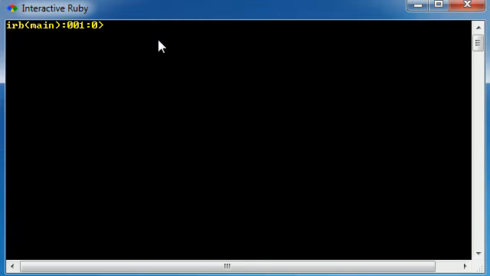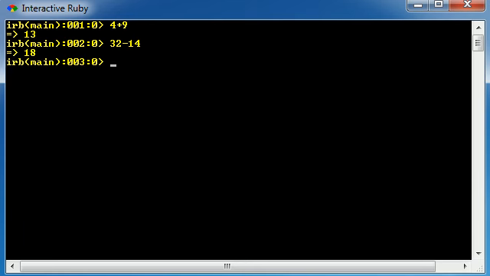So you already remember from the first tutorial that Ruby can do some simple math calculations like adding numbers. So if we give something like 4 plus 9 and hit enter, it's going to give us the answer of 13. It can also subtract, like 32 minus 14. It gives us the answer of 18.